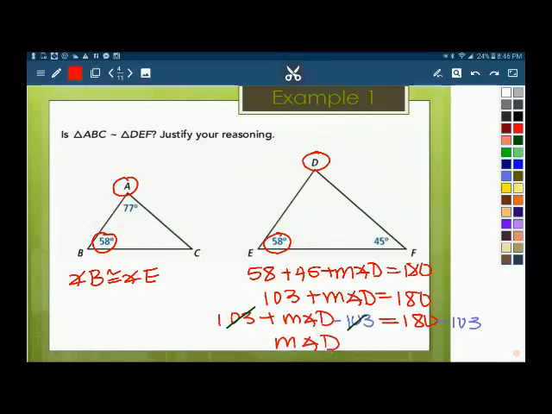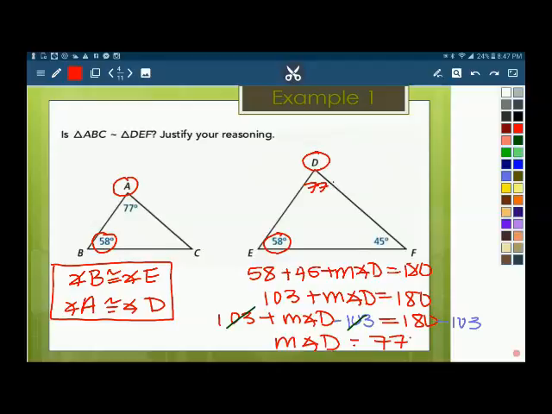So I'm getting the measure of angle D is equal to 77 degrees, which we can now see that angle A is 77, so is angle D, so angle A is congruent to angle D. Because we have two corresponding congruent angles, that means that the two triangles are similar. This little 3 dots means therefore. So we draw the conclusion because the two sets of angles are congruent, therefore triangle ABC is similar to triangle DEF.